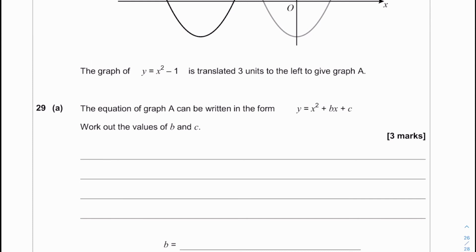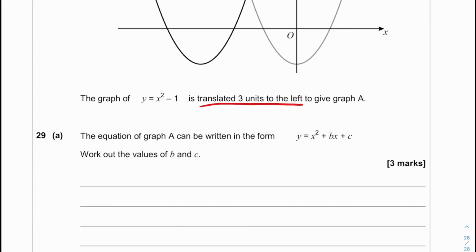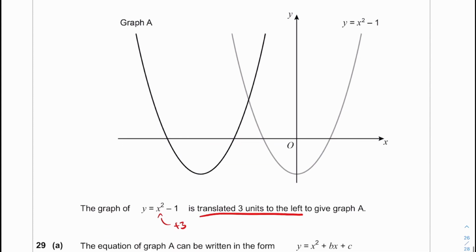Okay, so the equation of graph A can be written in the form y equals x squared plus bx plus c, and we need to work out the values of b and c. So if a graph is translated 3 units to the left, what this means is that the x value has had a plus 3 applied to it.